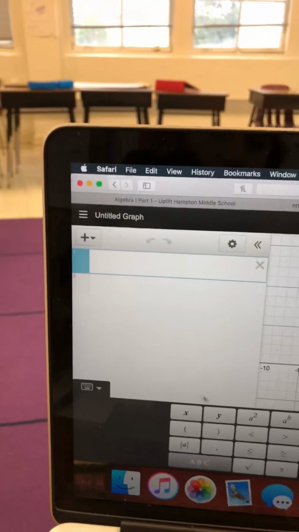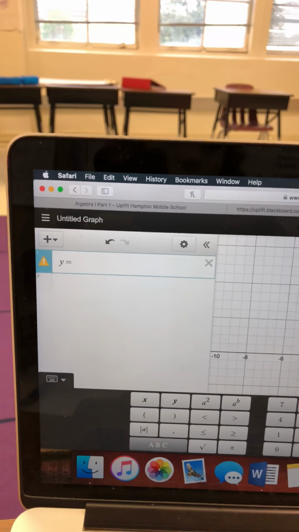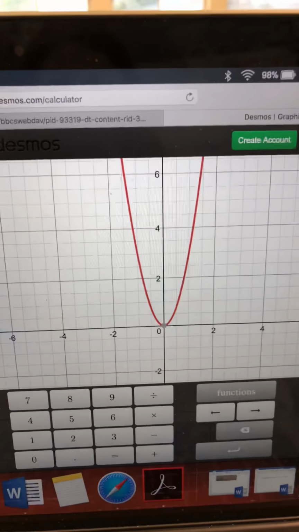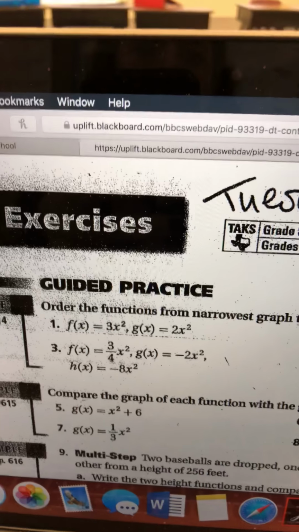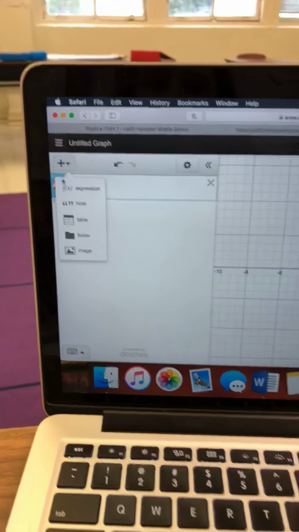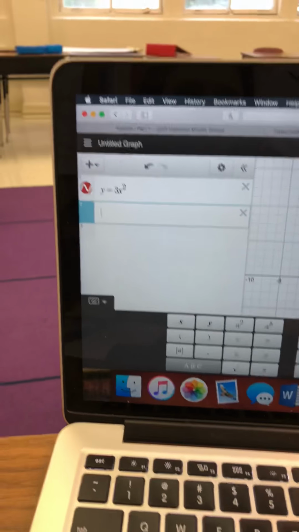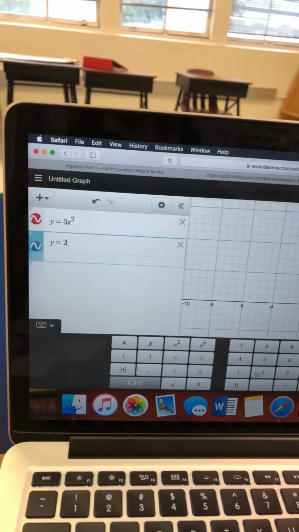So I go to my Desmos. I'm going to say y equals 3x to the second power. That's my first one, and I look back. My second one is 2x to the second power. So I'm gonna go ahead, I press this little plus button. For you, you go to y2. I'm gonna say y is equal to 2x squared.